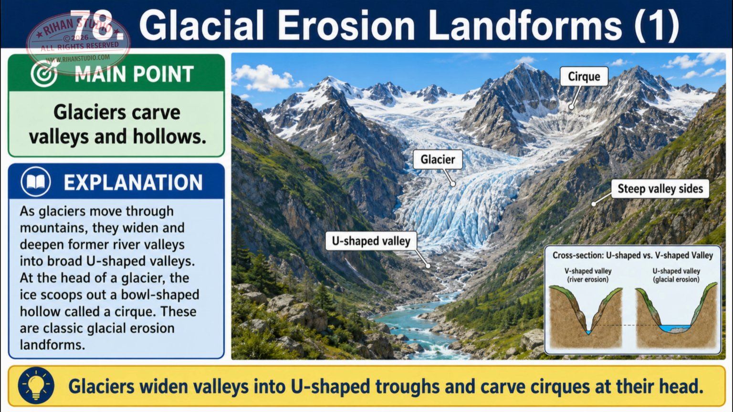As a glacier flows down a former river valley, it widens and deepens it into a broad U-shaped valley, unlike the V shape cut by rivers. At the very head of a glacier, the ice scoops out a bowl-shaped hollow called a cirque.